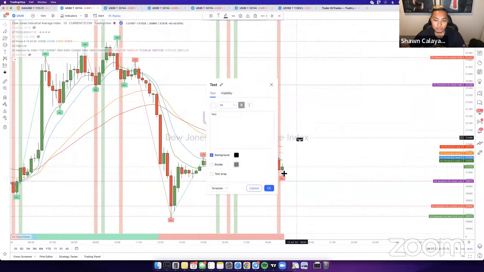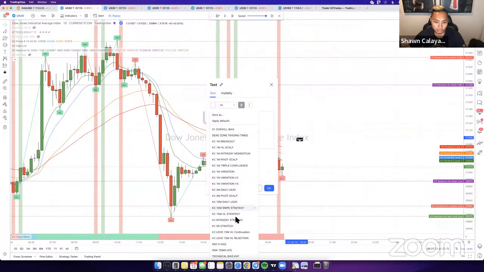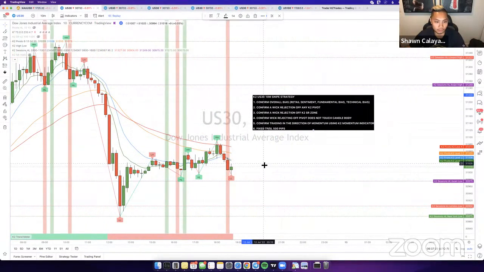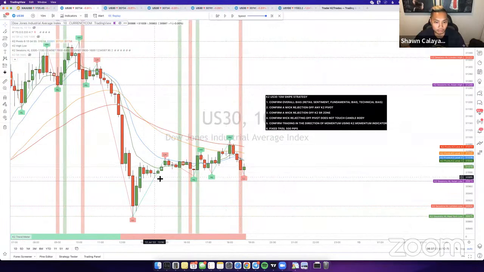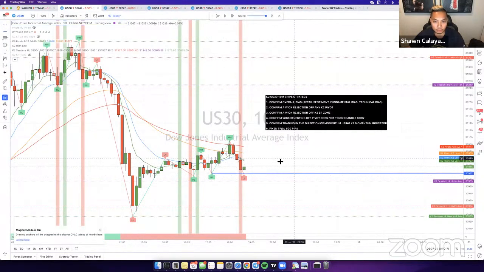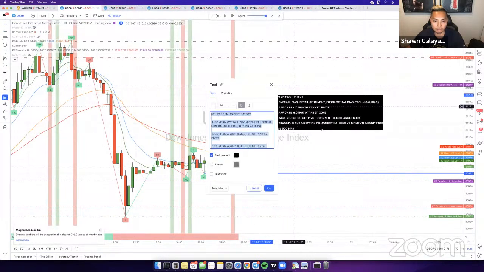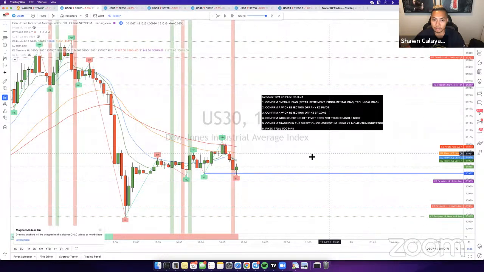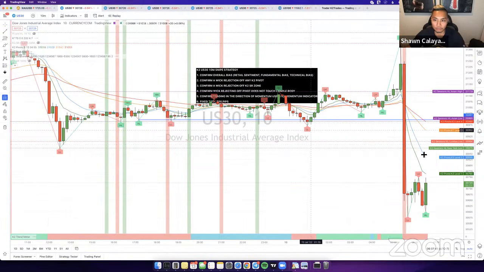Okay, so let me put the requirements over here real quick. I'll just show you a quick example. I took this trade yesterday, hit full TP. I took it on my live account. I actually took it on my actual FTMO and it played out perfect. So basically what I'm looking for here is, sorry, wrong strategy. Let me refresh this real quick. It's an old chart.